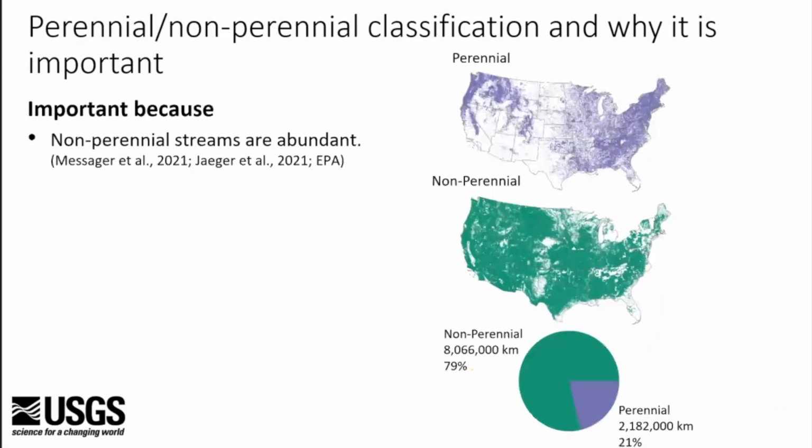And accurate classification is important because, one, non-perennial streams are globally abundant, and they account for the majority of the channel network length. So this is a picture of CONUS, the contiguous US, with the mapped perennial streams, and then overlaid the mapped non-perennial streams. And you can see that overwhelmingly non-perennial streams account for the majority of the channel network.